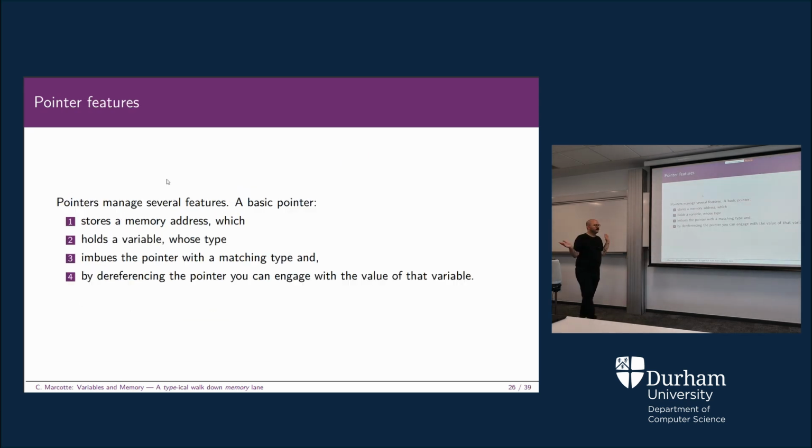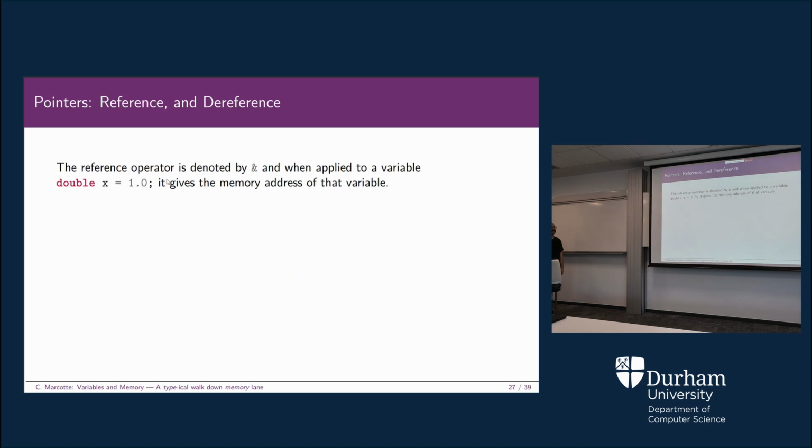Pointers do several things in typical C programs. A basic pointer will store a memory address, of course. It stores a memory address which holds a variable whose type imbues the pointer with a matching type, and by dereferencing the pointer, you can engage with the value of that variable. That's really all they do. In practice, it can be really difficult to follow. The reference operator is denoted by the ampersand, and when applied to a variable, say double x equal to 1, it gives the memory address of that variable.